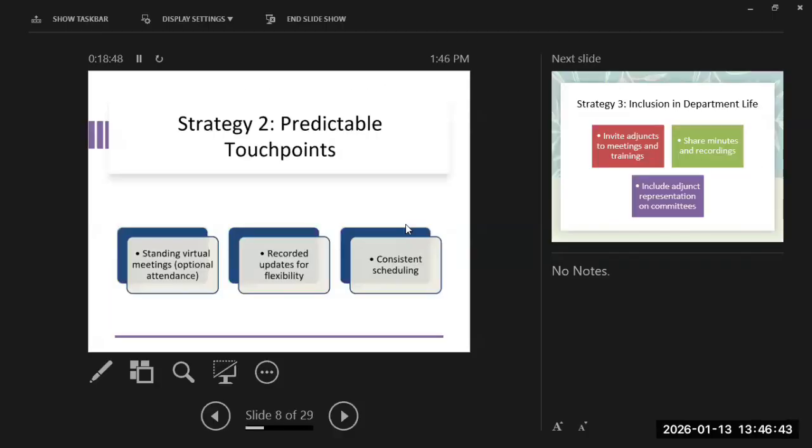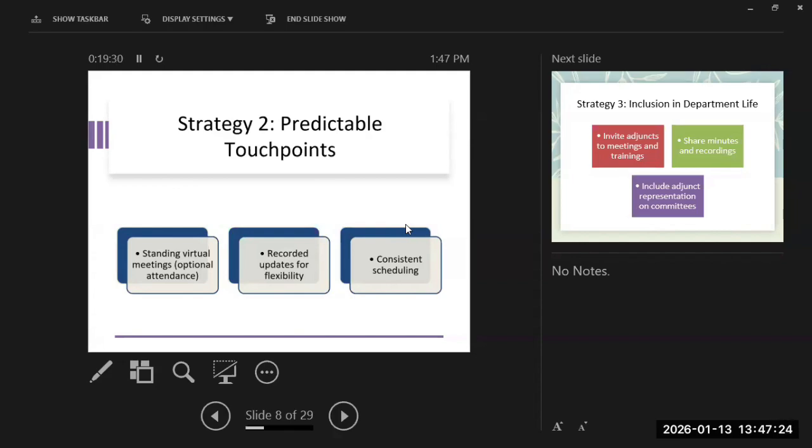The second strategy that we came up with is predictable touch points. I know from my standpoint, my organization is not real good with the adjuncts that we have in our program. I kind of do meetings on the fly, like, oh, I need to call a Zoom meeting with the adjuncts because we have this issue or this new assessment issue that I want to talk to them about. But having a standing virtual meeting might be something to consider, and just have it be optional attendance. Then we'd probably be looking at a blank screen.